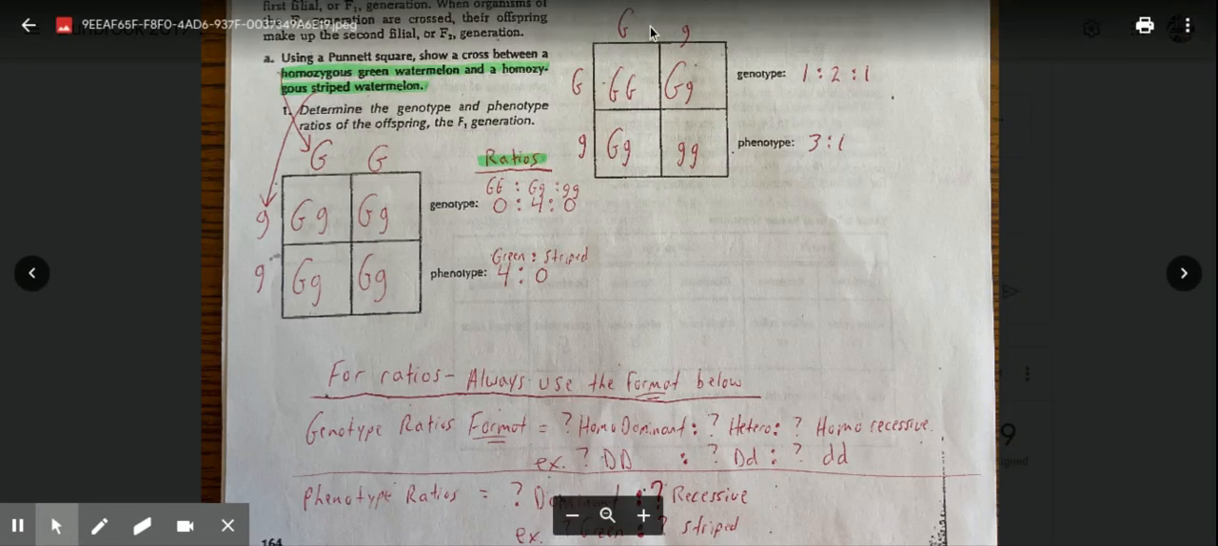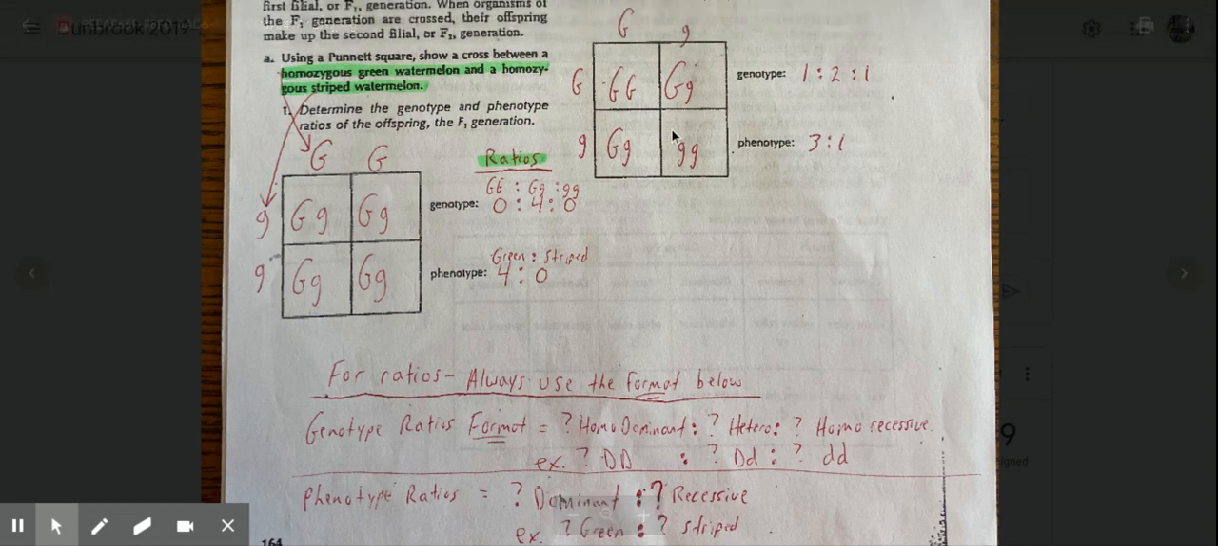Remember, this is plants, so it's okay to breed family members together. So now we're going to have the F2 generation. Think of these as the grandkids. We could take these kids and breed them together and make an F3 generation, which would be the great-grandkids, and so on and so on, okay?